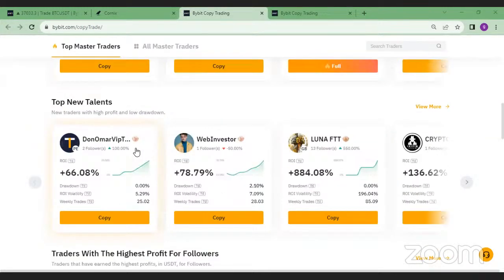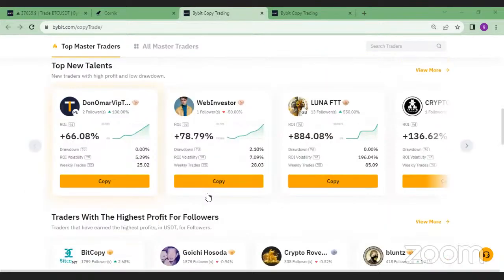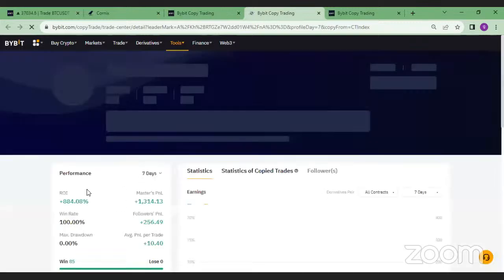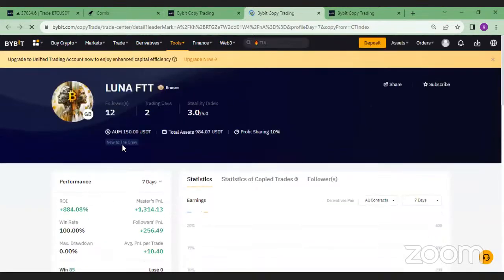So Bybit has taken time to actually categorize these traders. If these are new traders, you see there are not many activities, but they have been doing this. This one is actually quite interesting, 884%. If you want to know more about those traders, you just click on the trader, and that will pop up on a new page. Here we'll give you the statistics of this trader.